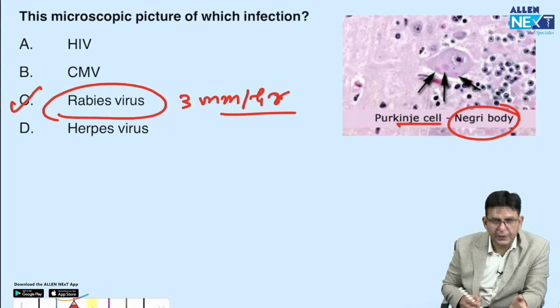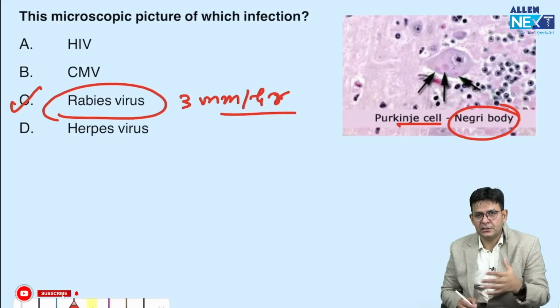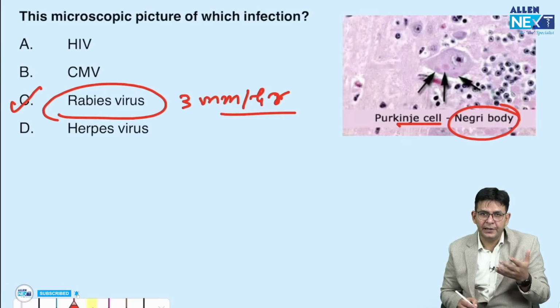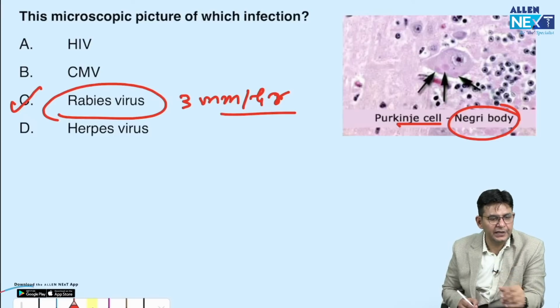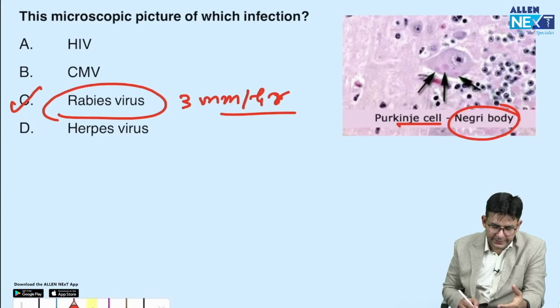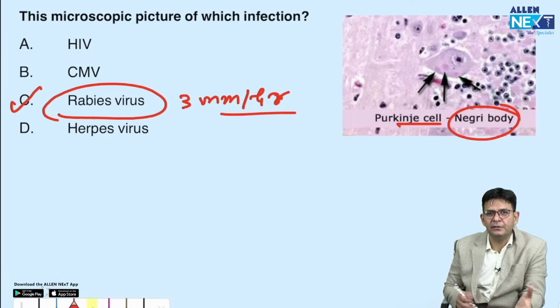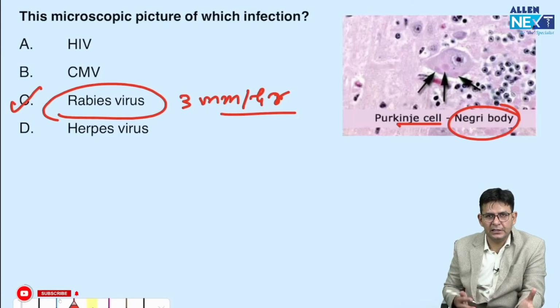Fine. Which particular two places do not have rabies in India? Andaman, Nicobar and Lakshadweep. Water-isolated areas, they do not have it. And that you already know, furious rabies, dumb rabies and all that stuff.